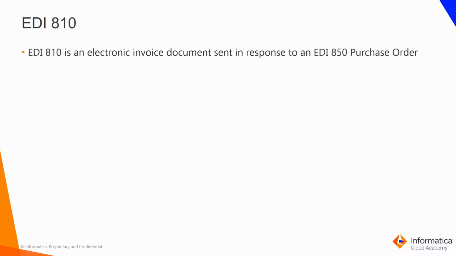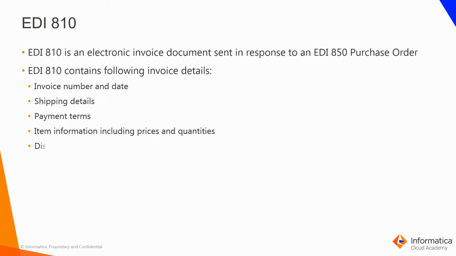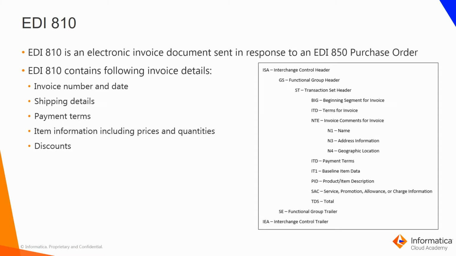A vendor will generate an EDI 810 that commonly contains the following invoice details, such as invoice number and date, shipping details, payment terms, item information including prices and quantities, and discounts. A sample format of EDI 810 message is displayed on the screen.